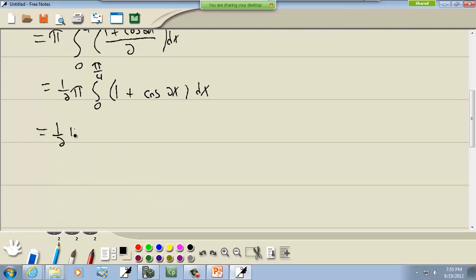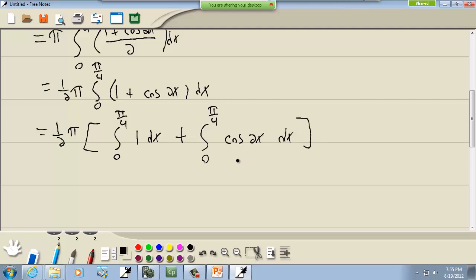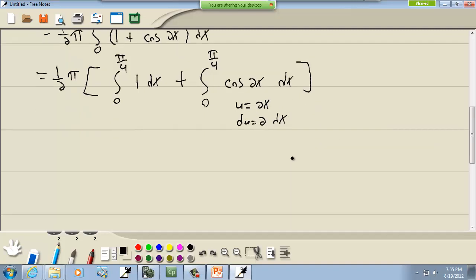Okay, now I'm going to split this up. So I'm going to have 0 to pi over 4 of 1 dx plus 0 to pi over 4 cosine 2x dx. Now this is a u substitution here, so we let u equal to 2x, du will be equal to 2 dx. This first one here, the integral of 1 is just x.